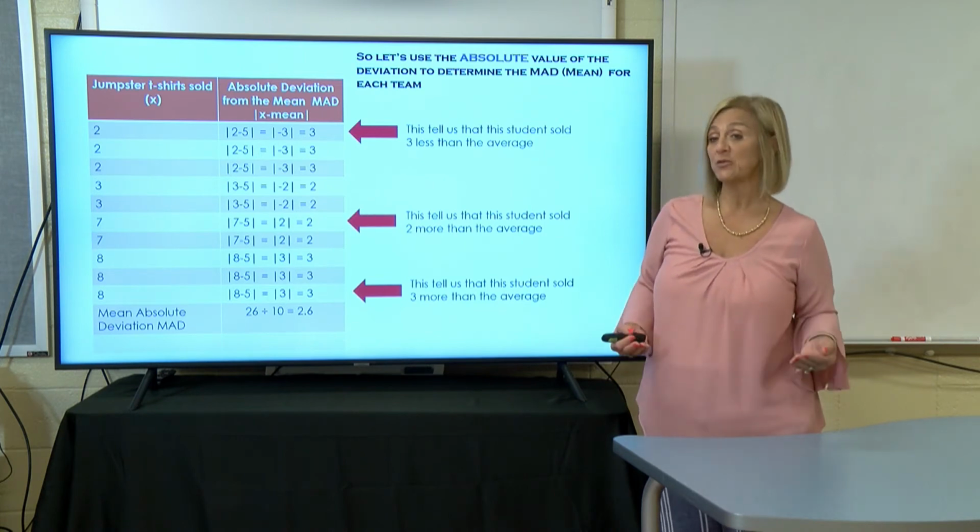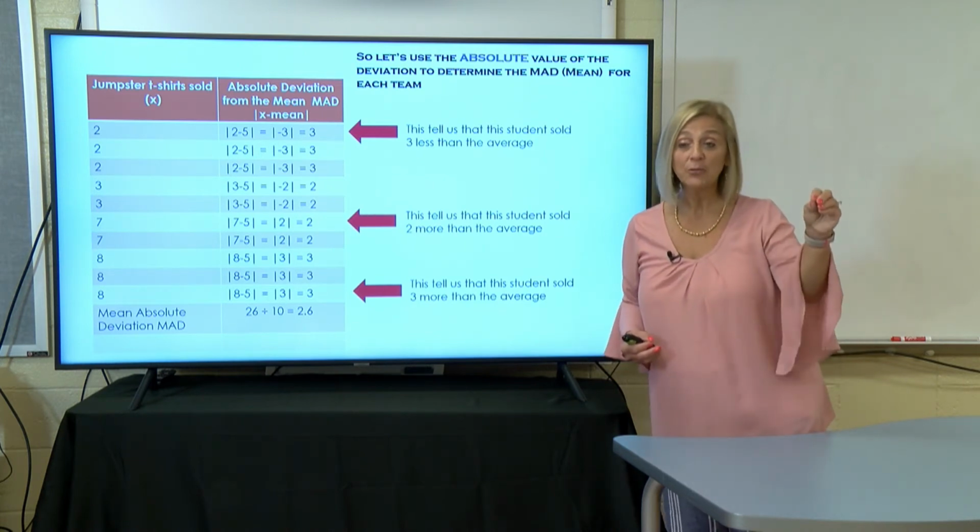So let's review absolute value. If we have negative 2, it is 2 spaces away from 0. So the absolute value of negative 2 is 2. If you have 2, it is 2 spaces away from 0. So the absolute value of 2 is 2. So every time you're finding the absolute value, it's going to be a positive number because it's just the distance that that number is away from 0. So let's go back to our jumpsters.